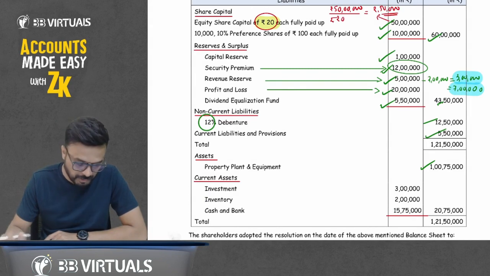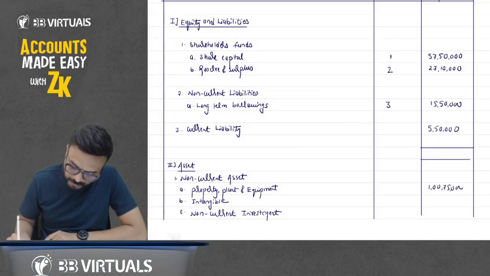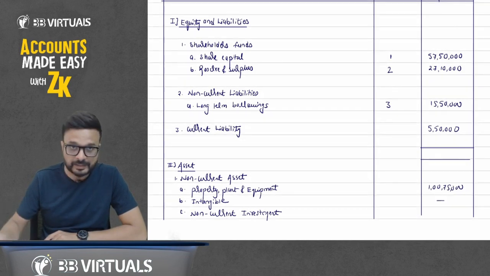Now asset side, we can see a property, plant and equipment which is 1 crore 75,000. There is no change in value of property, plant and equipment. So write down here 1 crore 75,000. There is no intangible asset like goodwill, patent, no intangible asset.